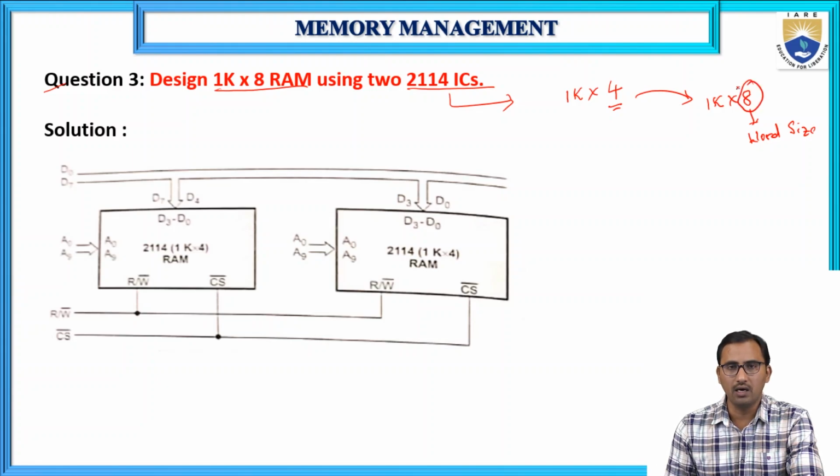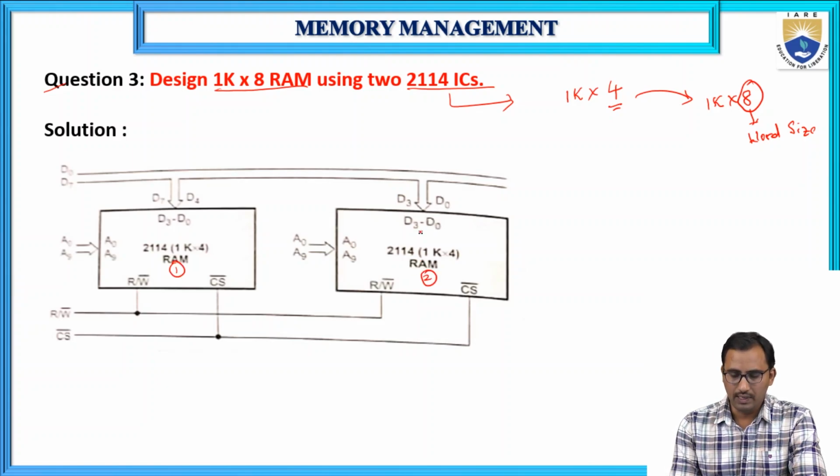In order to increase the word size, we need to connect the memory chips in parallel, like this. So this is the first memory chip and this is the second memory chip. We are connecting the data lines. In total we have 8 data lines after designing. D0 to D3 we are giving to the first chip, and D4 to D7 we are giving to the second chip. So in total this memory device consists of 8 data lines, D0 to D7.